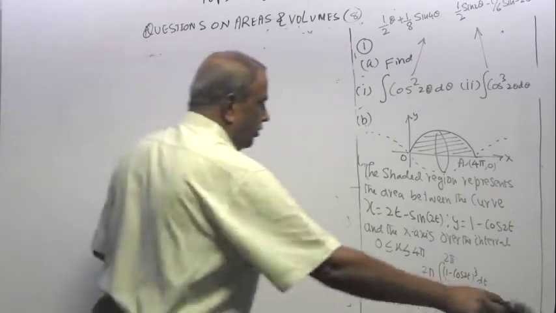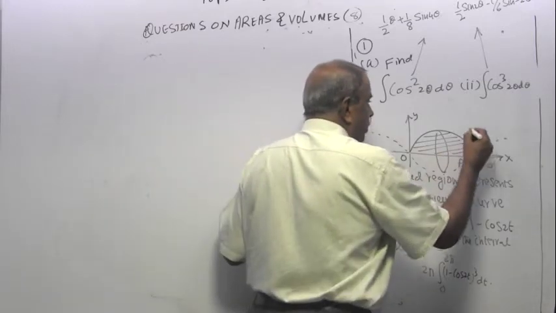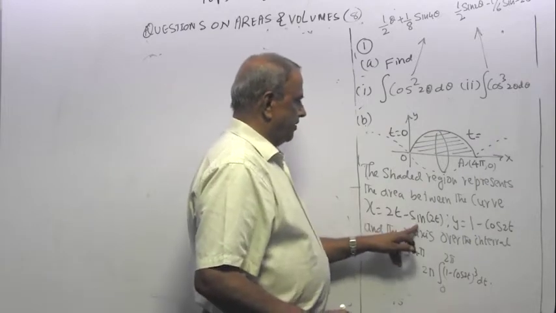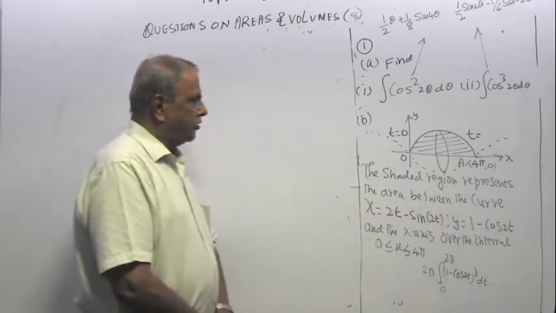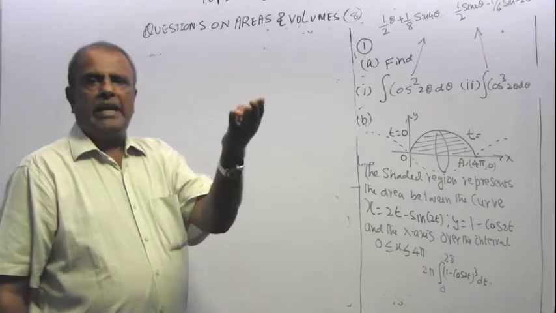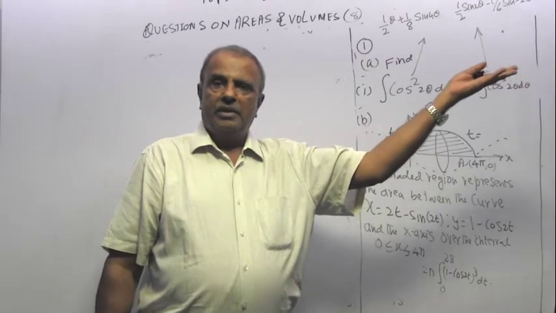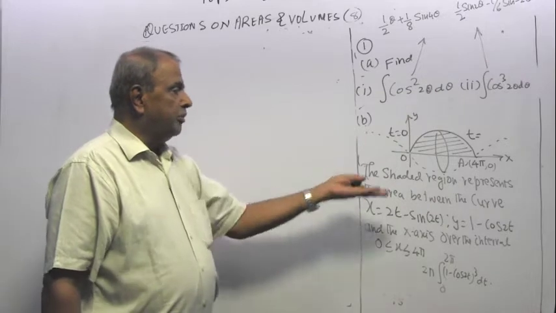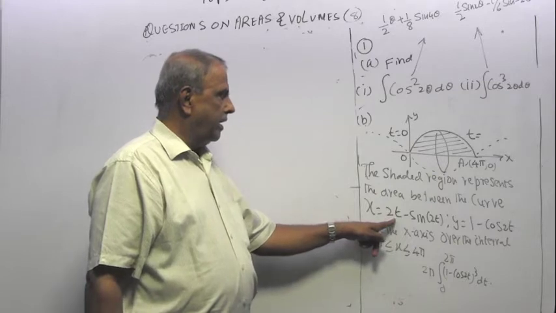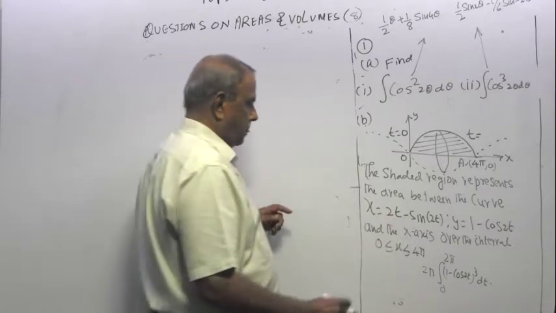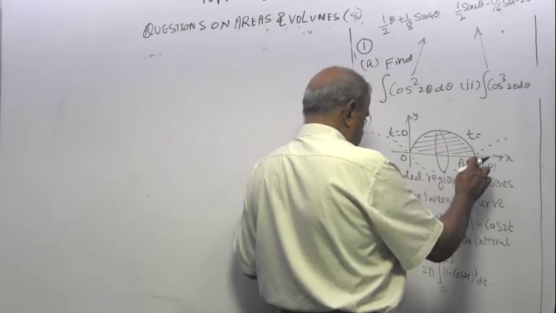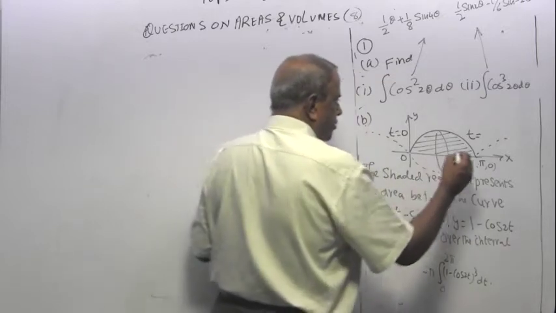Look, first and foremost, at this point, what is the value of t? At this point, t is 0, because x is 0, y is 0. When y is 0, 1 minus cos 2t is 0, and then cos 2t is 1. So 2t can be 0 or 2 pi. So therefore, it has to be 2 pi. It can't be 0. If 2t is 2 pi, so that should have been 2 pi, not 4 pi.